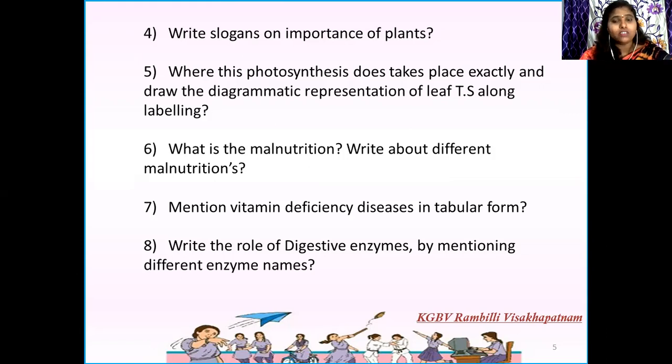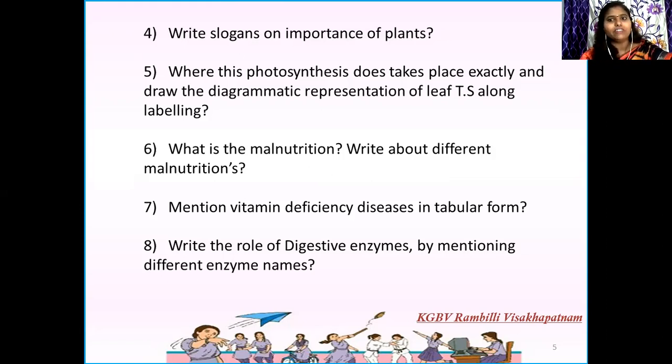Next, what is malnutrition? Write about different malnutritions. We know very well that the lack of nutrients in the food we intake is called malnutrition. The different malnutritions are protein malnutrition, calorie protein malnutrition, and calorie malnutrition. We can also mention the malnutrition diseases: marasmus, kwashiorkor, and obesity. Okay, next, let's go to question 7.